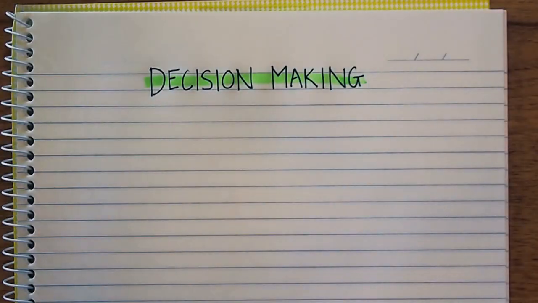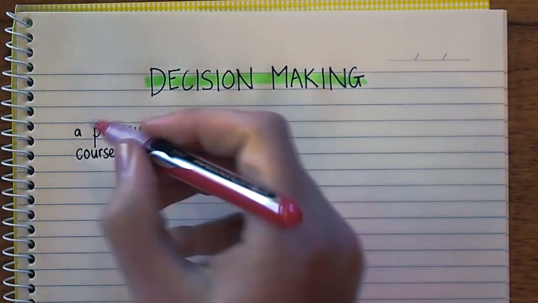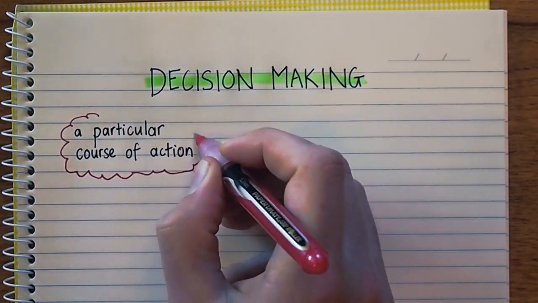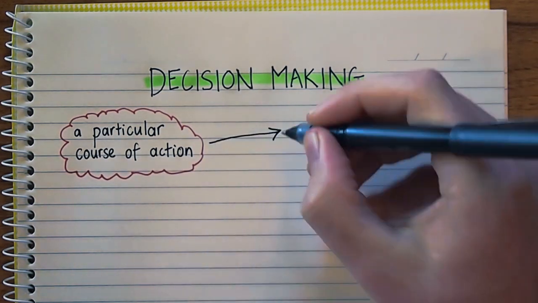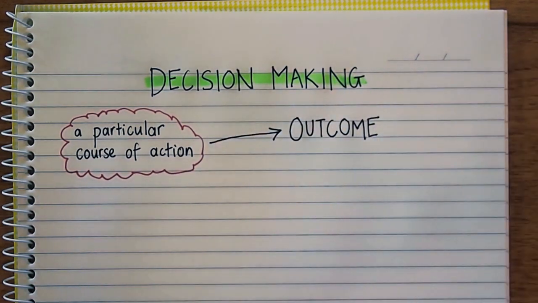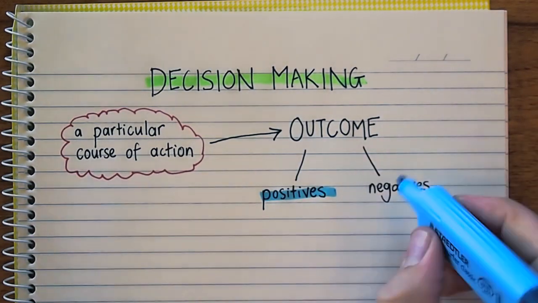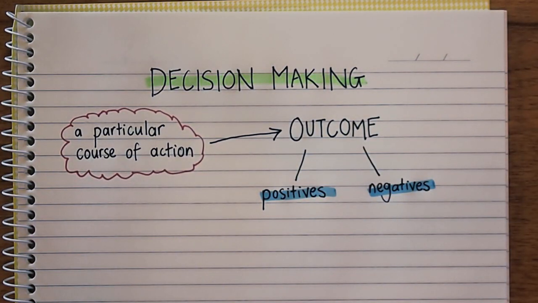Decision-making is the cognitive process in which a particular course of action is selected from a set of alternatives. Effective decision-making involves forecasting the outcome of each option and weighing up the positive and negative aspects. Humans engage in decision-making every day.